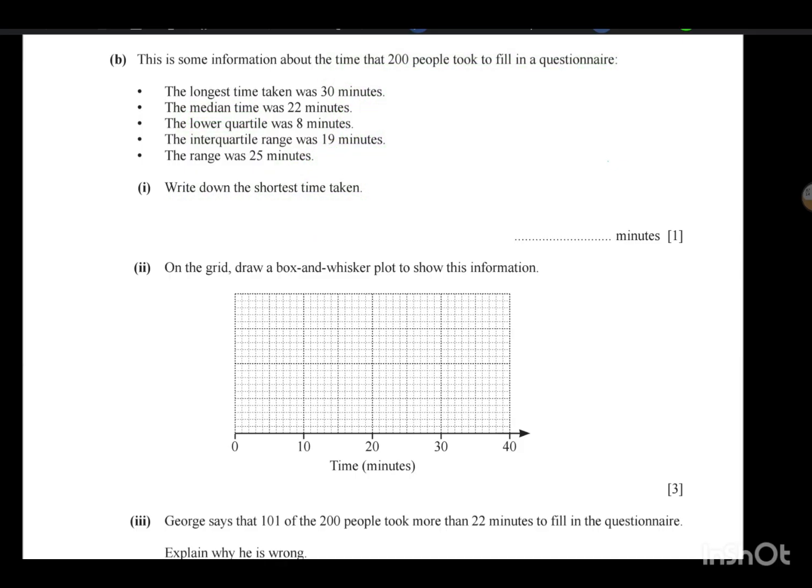Now, the longest time taken is already given to us. So, range will be longest time taken minus shortest time taken. The range is given, the longest time taken is given. We don't know the shortest time taken.